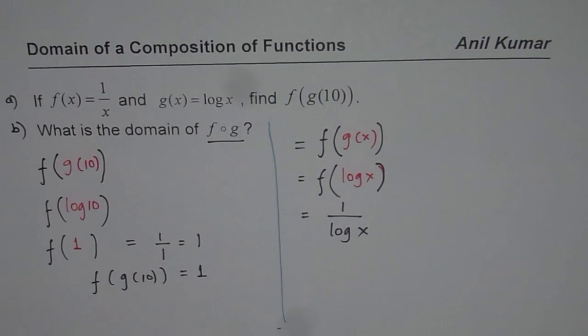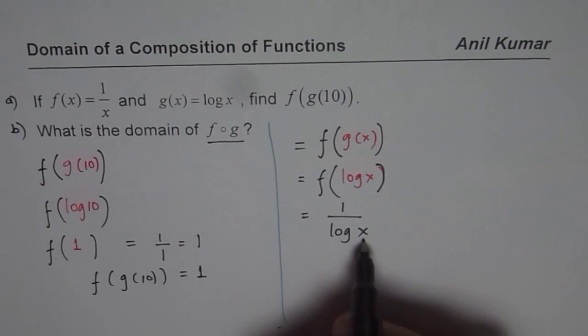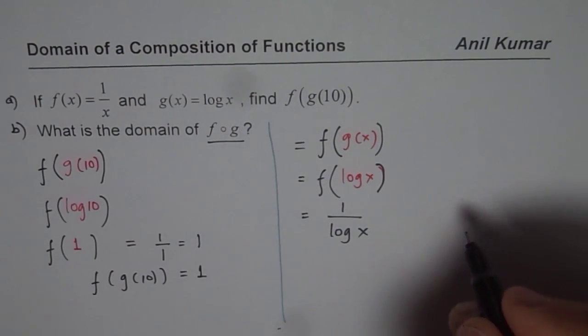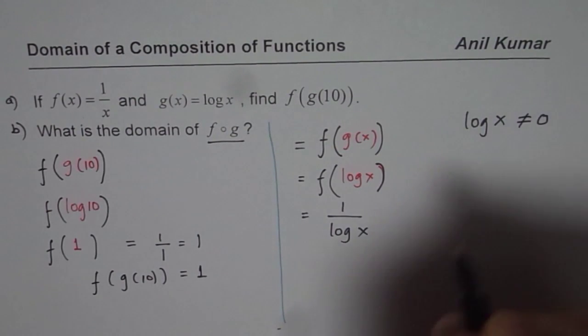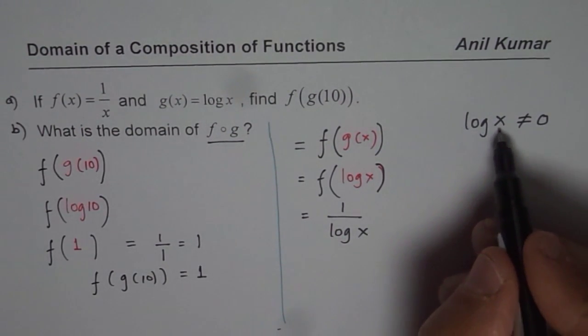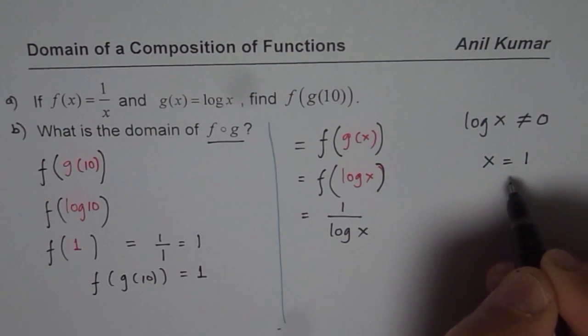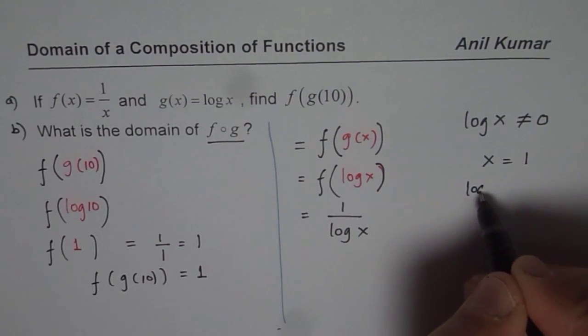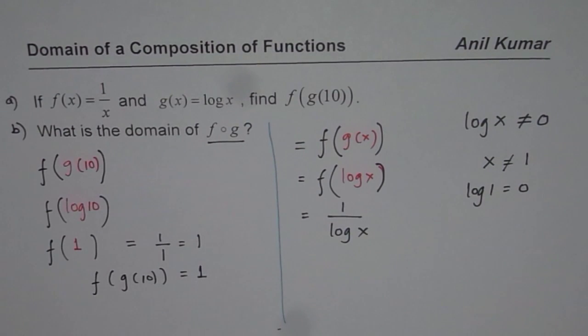Now what is the domain of this function? Clearly, since log of x is in the denominator, it cannot be equal to 0. So what we know here is that log of x is not equal to 0. That is the first thing, right? So when is it 0? It is 0 at x equals 1. Log of 1 is equal to 0, so x is not equal to 1. You get the point, right?